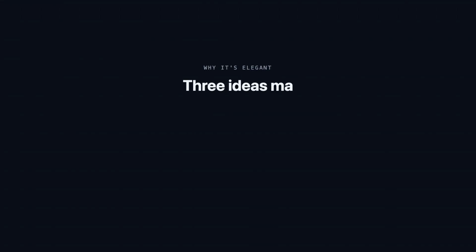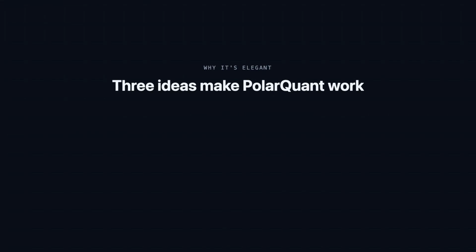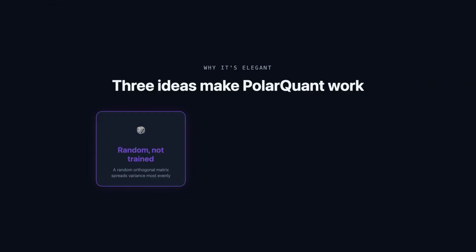Strip it back, and 3 ideas make PolarQuant genuinely elegant. The rotation is drawn at random, not trained. That sounds surprising, yet a random orthogonal matrix is precisely what spreads variance most evenly, so there is no dataset to gather and no fine-tuning to run before you can put it to work.